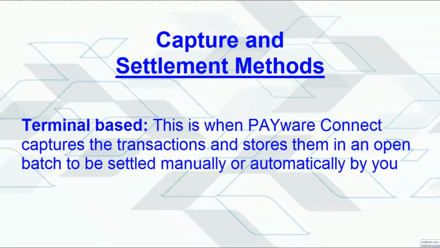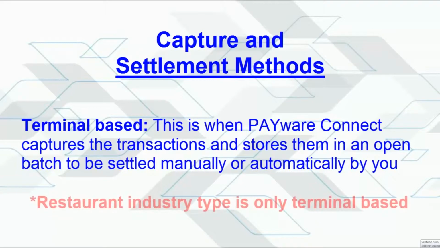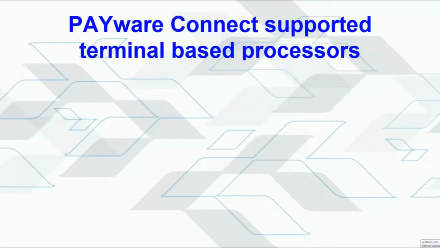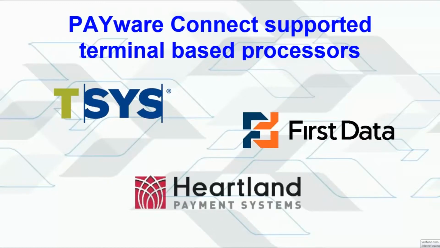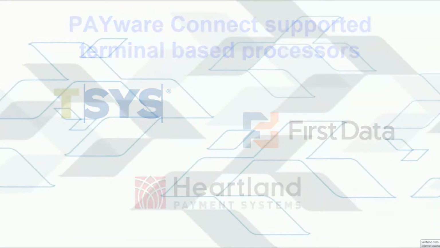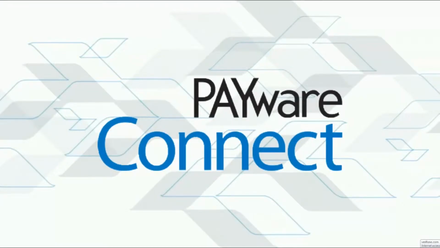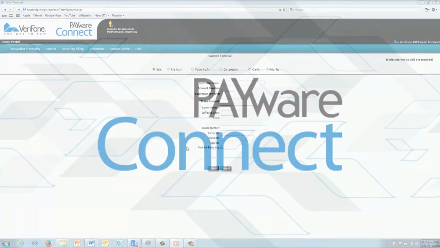Terminal-based processing, well, this is when PAYware Connect captures the transactions and stores them in an open batch to be settled manually or automatically by you. This can apply to any industry type. However, if your industry type is set up as restaurant, you can only be set up as terminal-based. We support such terminal-based processors as TSYS, First Data North CardNet, and First Data Omaha, as well as Heartland Payment Systems. Now that we have a bit of an understanding of what settlement is and how it works, let's go ahead and get into our settlement setup.